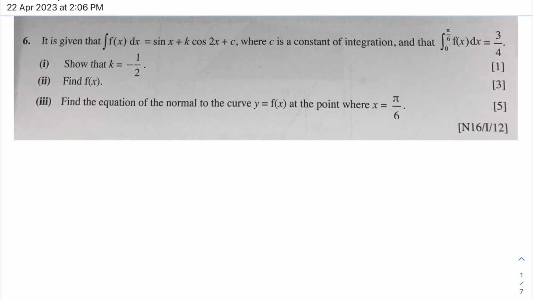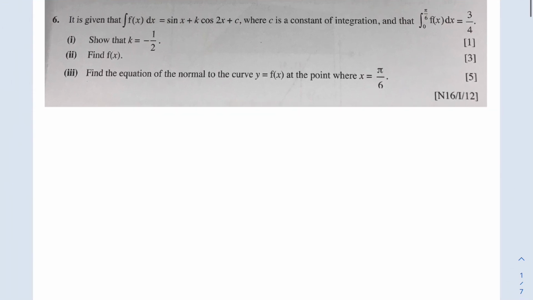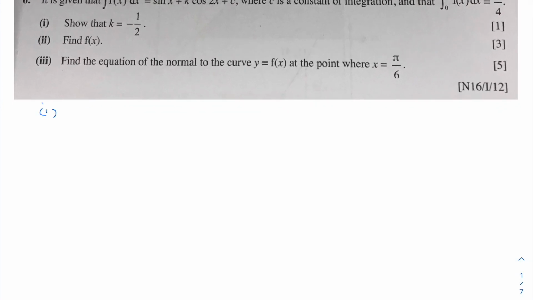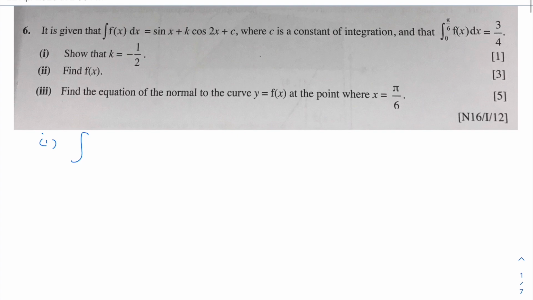Question 6. It is given that the integral of f(x) is sine x plus k cosine 2x plus c, and it's also given that the integral from limit 0 to pi over 6 yields a result of 3/4. Show that k is negative half. So the first thing, we substitute the limits in.